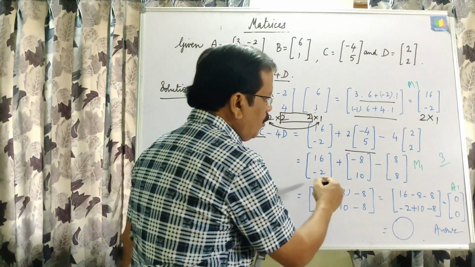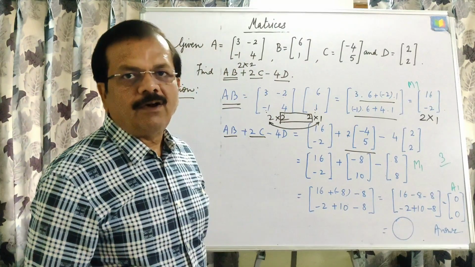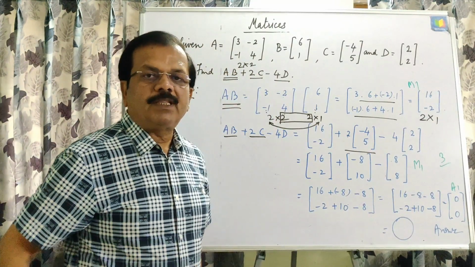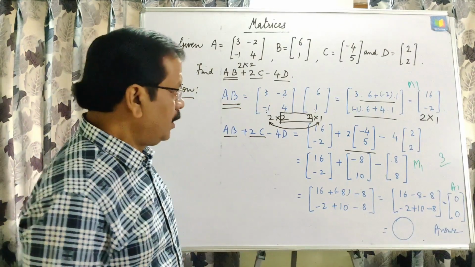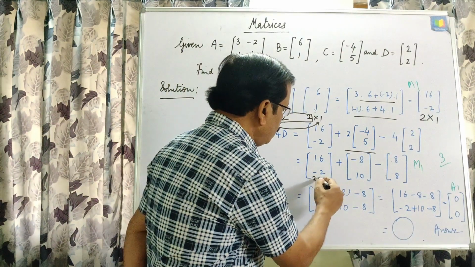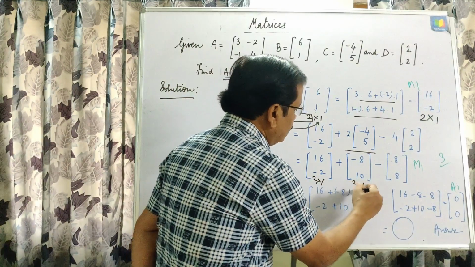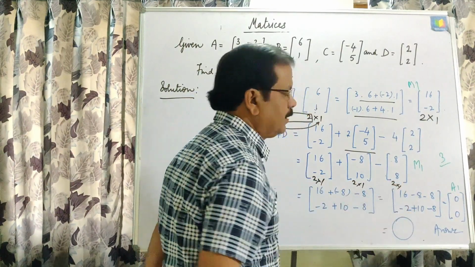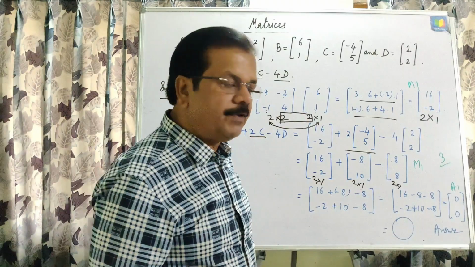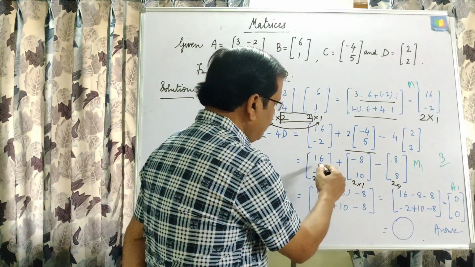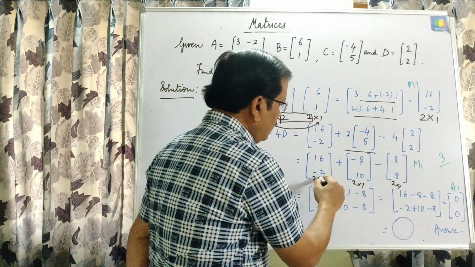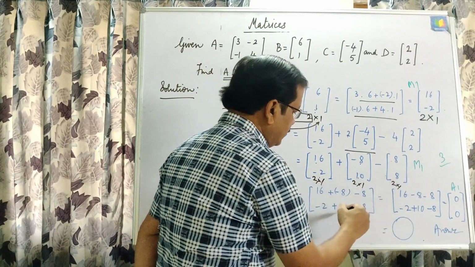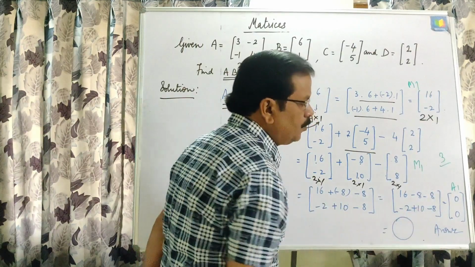Then how can you add? Before adding or subtracting, we should see whether all the matrices are of same order or not. Here you can see this is of order 2 cross 1, 2 cross 1 and this is of order 2 cross 1. Order is same, then only we can add or subtract. After adding 16 minus 8, minus 2 plus 10 minus 8, and this is coming 0, 0.